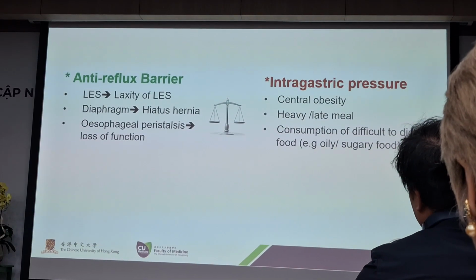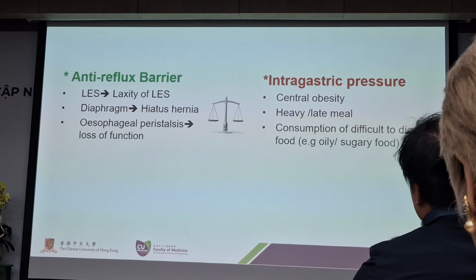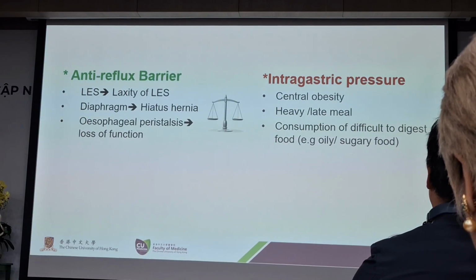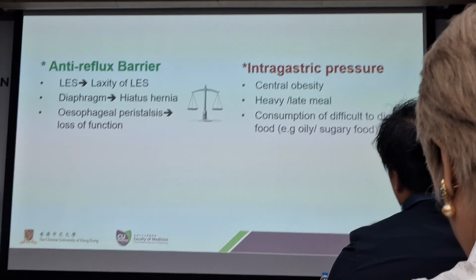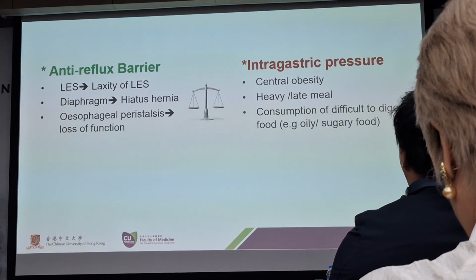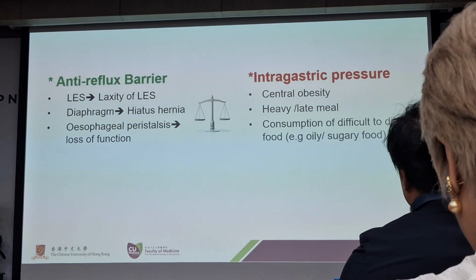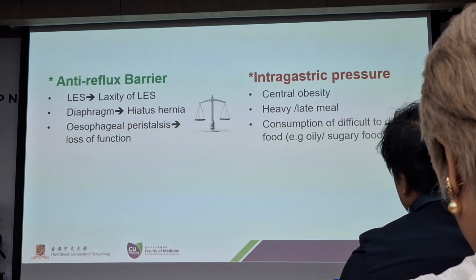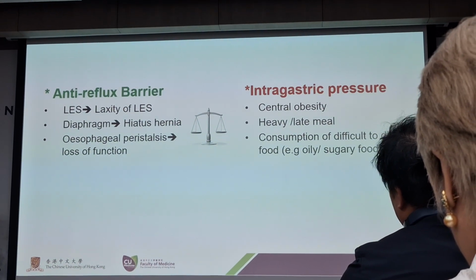In terms of the diaphragm, there may be a hiatus hernia, leading to malunion or disruption in the integrity of the anti-reflux barrier. And for esophageal peristalsis, sometimes in patients with, for example, IEM, even when the acid content refluxes back into the esophagus, they fail to clear the content, which obviously can lead to the development of GERD.